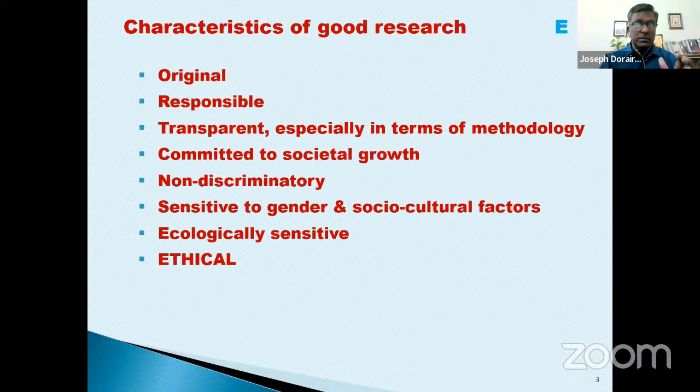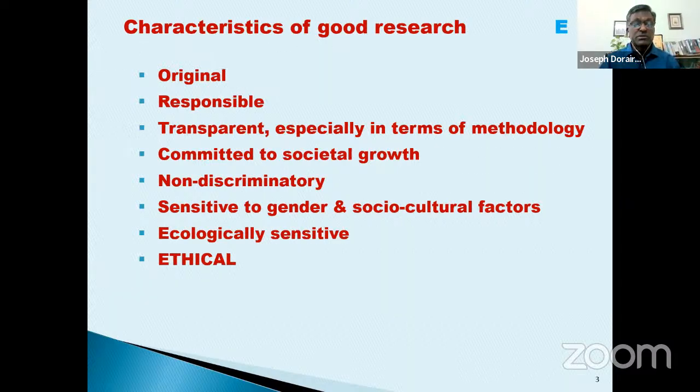Then when the researcher faces a dilemma as to choose pure research or applied research, basic and fundamental research or research which is application oriented, I would be inclined to choose the latter, because good research is committed to societal growth. And these days, when we are facing the pandemic, COVID-19, medical research, particularly in terms of societal growth and development, becomes important. That is why we have vaccines, whether it is Covaxin or Covishield. So good research is committed to societal growth and development.